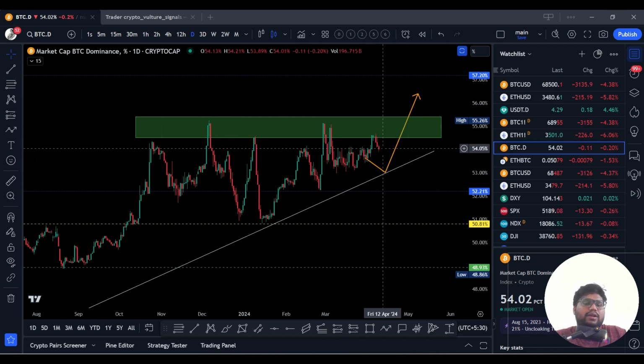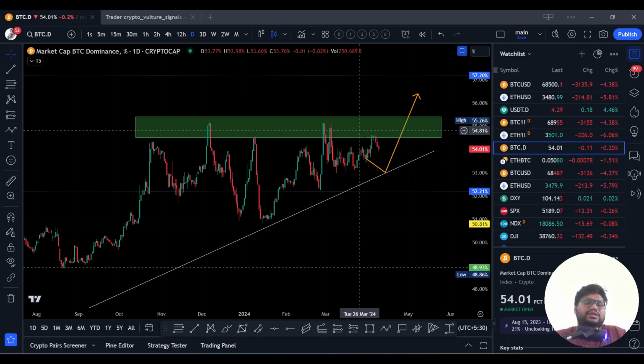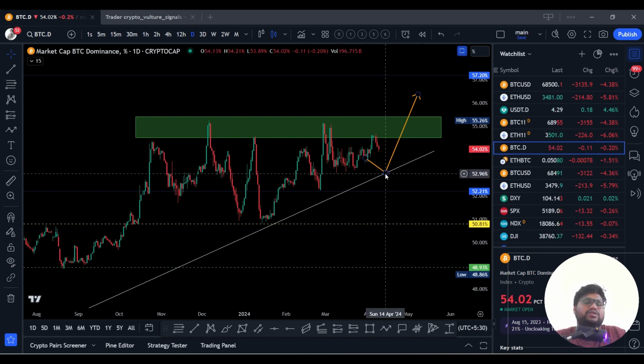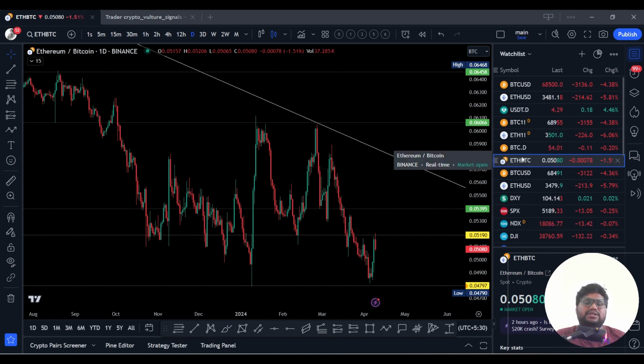Right now, the dominance is facing the resistance. It is turning around, going to the bottom again. So let's see whether it is going to take the retest here or not. Next, ETH and BTC analysis.